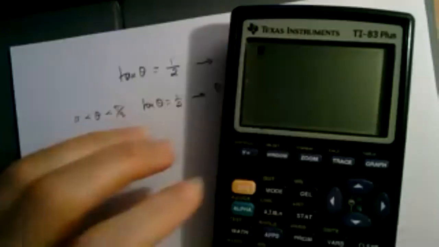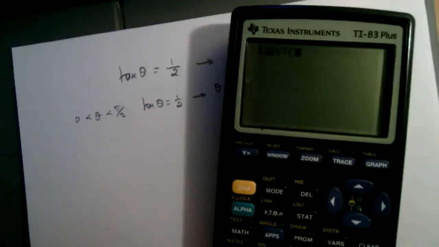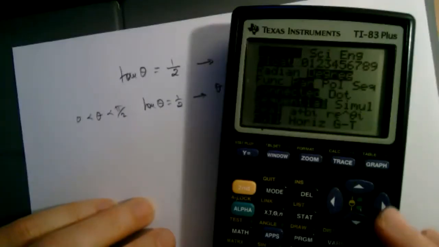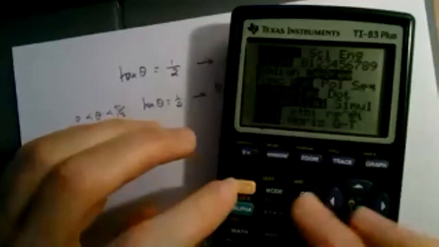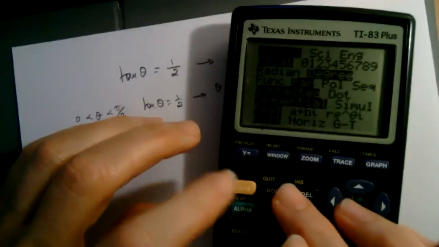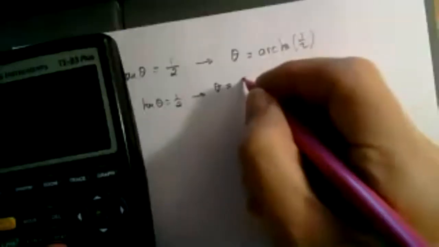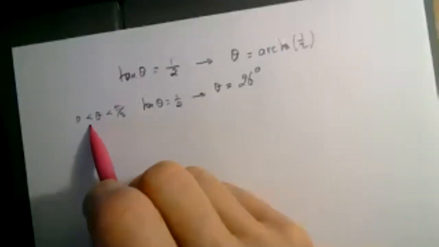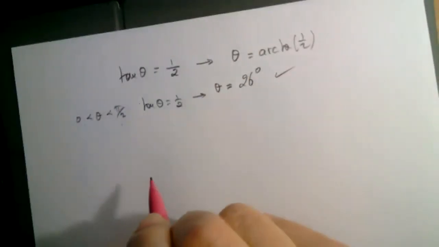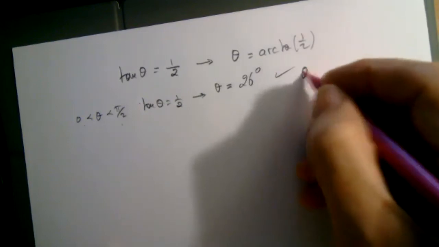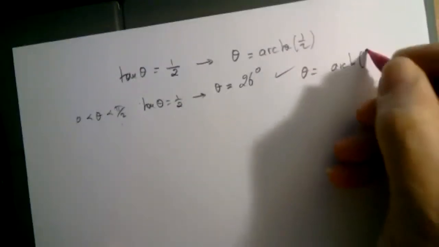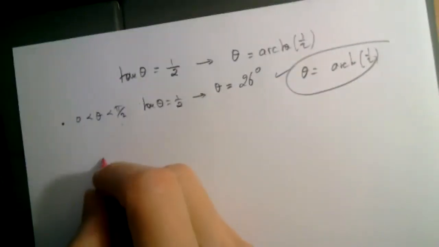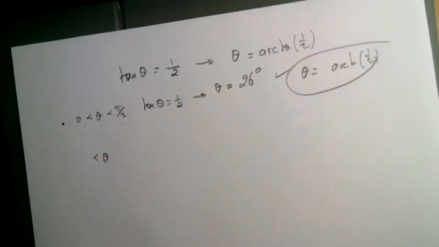So I find tangent inverse of 1/2. I'll keep my calculator in degree mode just because it's easier for you for now, but then I will change it. So it's 26 degrees, and 26 is between 0 and pi/2, so we're fine. So theta is arctangent of 1/2. It's fine.